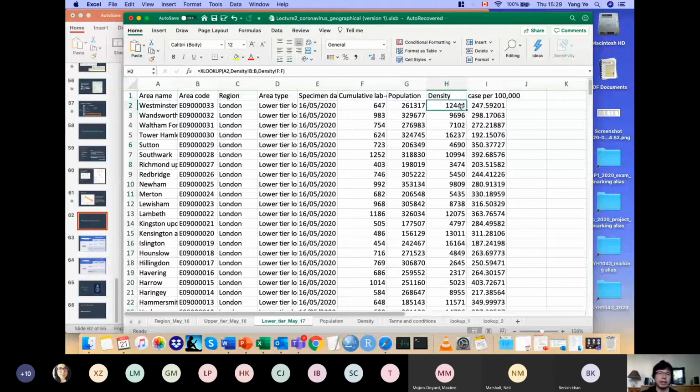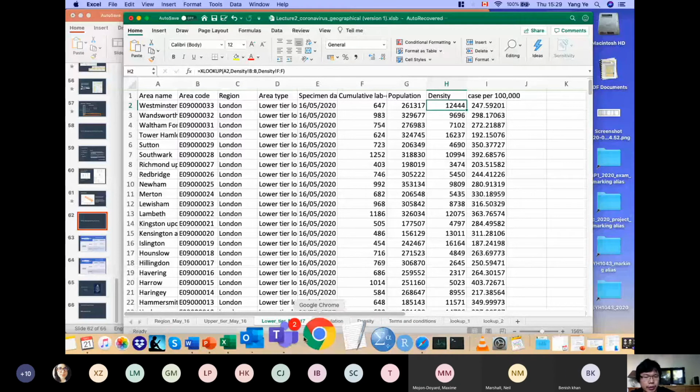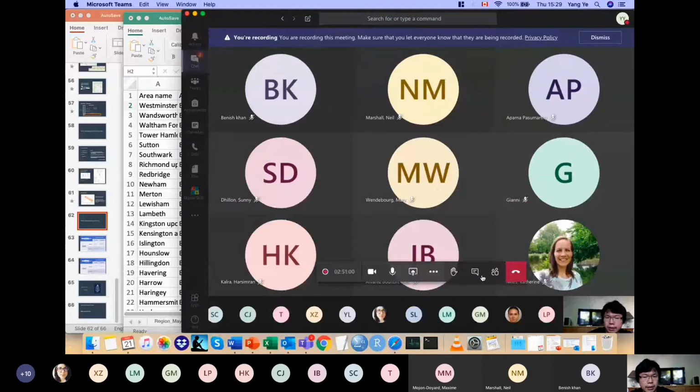Another thing is, let's say that I'm interested in how local population density affects the infection. The idea is that the denser the area is, the more likely people are infected. And density, again, I get the density data from the data provided by the National Statistics.